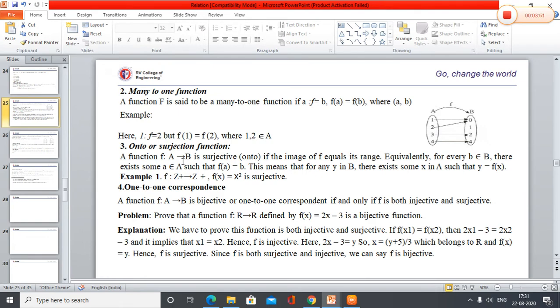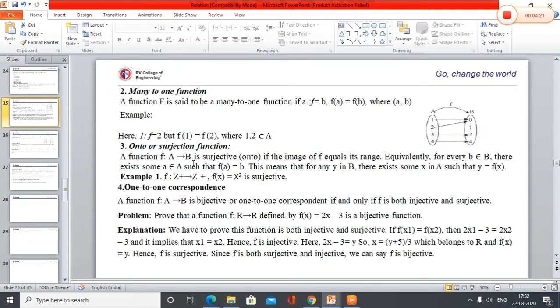Now what is an onto or surjective function? Onto function means, as I told in the beginning of the function video, for a relation to be a function, there are two conditions. Each element of A should be associated with some element of B, and each element of the first set A cannot have more than one image, but two different elements can have the same image.